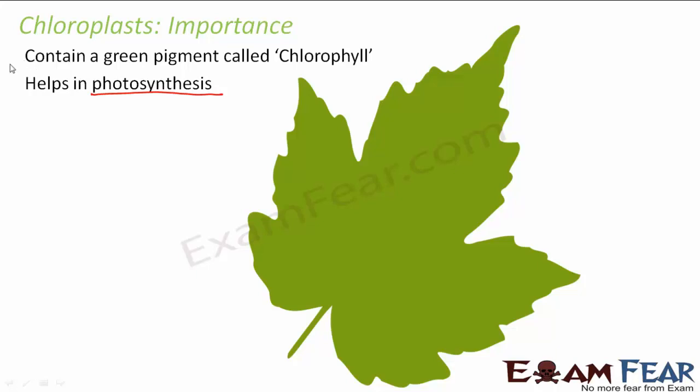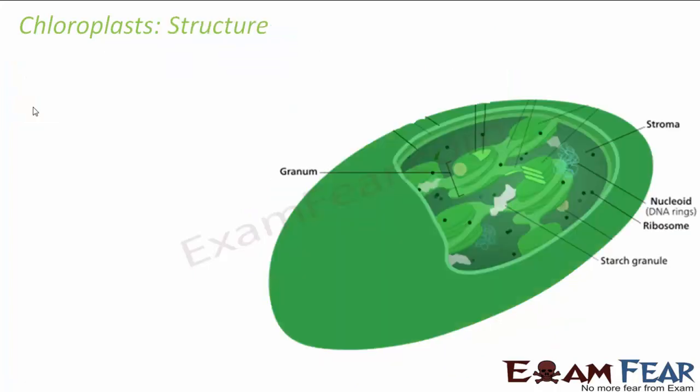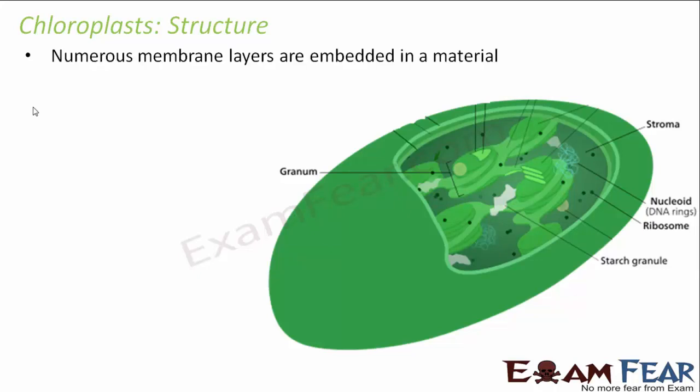So, chloroplasts are an extremely important thing for the survival of the plants. They are also known as the kitchen of the cell because they help in photosynthesis, and photosynthesis actually results in production of food. Okay, how does the structure of a chloroplast look like? There are numerous membrane layers embedded in a material. So many membrane layers, that means membrane-bound layers, are embedded in a material.